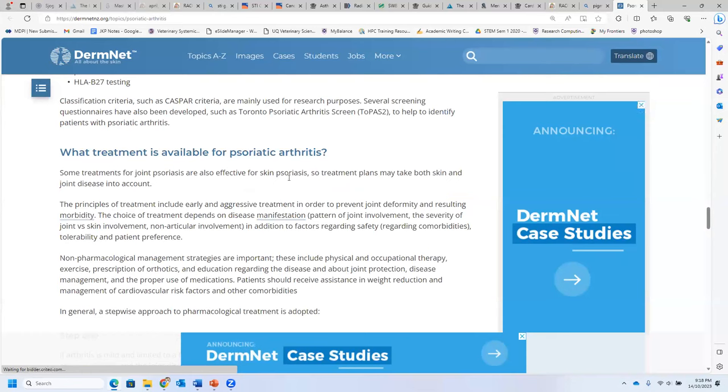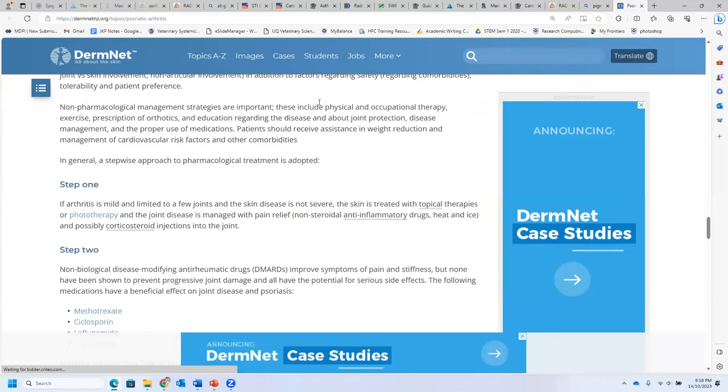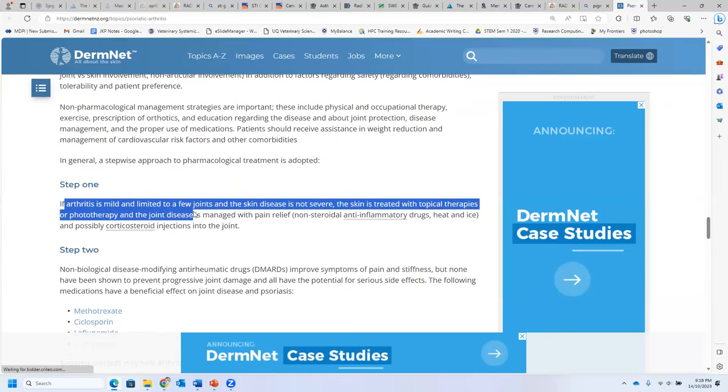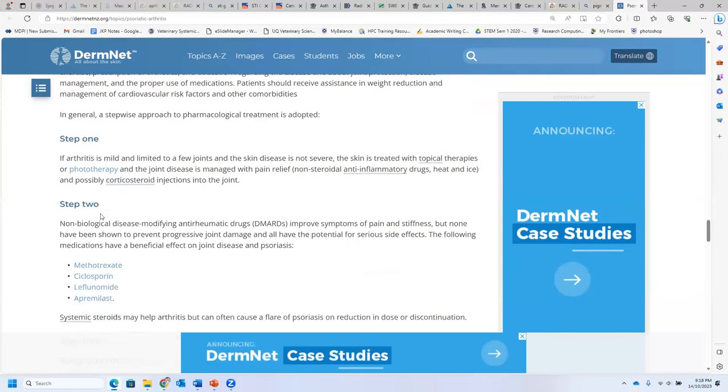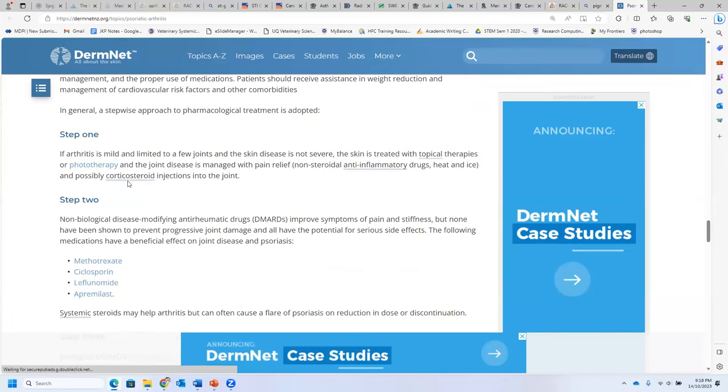Some treatments for psoriasis are also effective for the skin, so treatment takes both skin and joint disease into account. Non-pharmacological management is physical and occupational therapy. If the arthritis is mild and limited to just a few joints, then you can use topical therapies like phototherapy, or NSAIDs and possibly corticosteroid injections. But if you're treating disseminated joint disease, then you need to treat the patient with methotrexate or other immunosuppressive DMARDs.